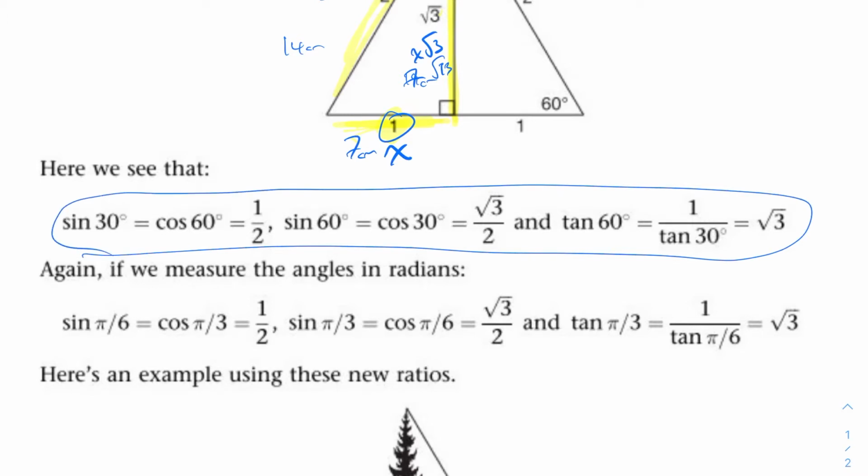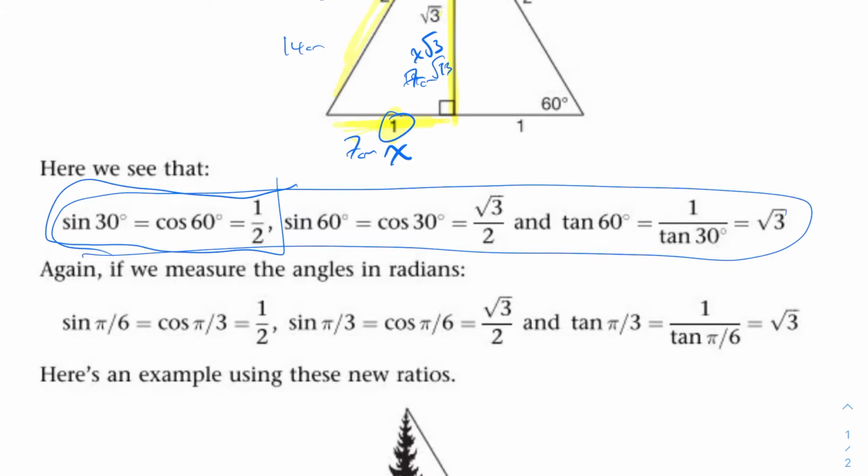Sine 30 degrees is equal to cos 60 degrees, which is equal to 1 over 2. Sine 60 degrees is equal to cos 30 degrees, which is equal to the square root of 3 over 2. And tan 60 degrees is equal to 1 over tan 30 degrees, equal to the square root of 3. So let's break this down, because that is one huge mouthful of stuff to consume.